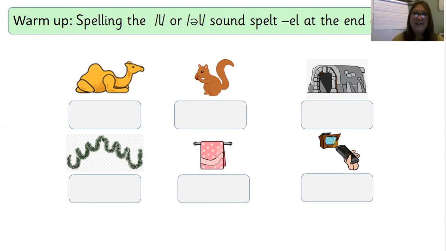Your next word is tunnel. Wonder how many N's it's got in that word. What looks right? Tunnel.